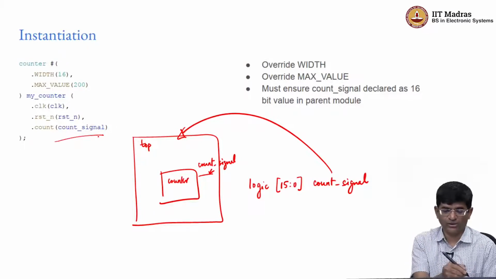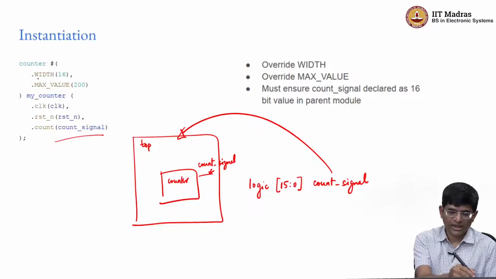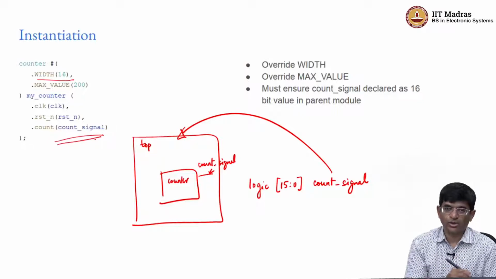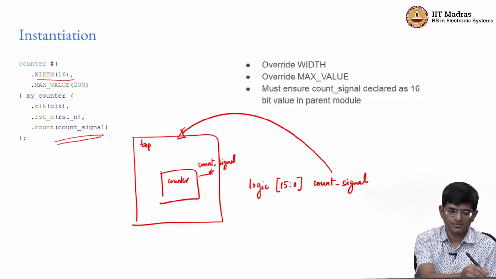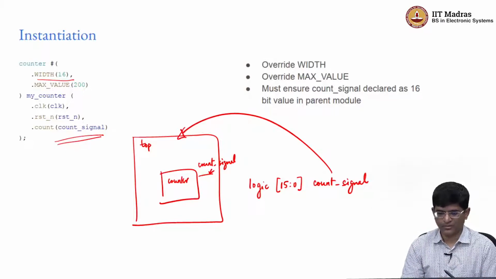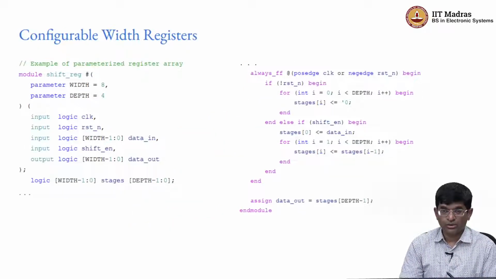Otherwise, what could happen is, if I override a parameter but then don't define it properly over here, I end up having a mismatch, which is almost certainly not what I would like. Now, you can also have registers that are configurable in width, or you can also have some kind of a shift register which is a configurable thing in depth, and this sort of brings about an interesting way of writing code that we will just go through in a little bit more detail.